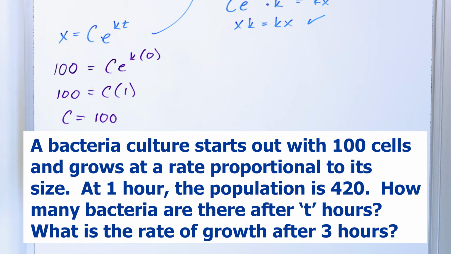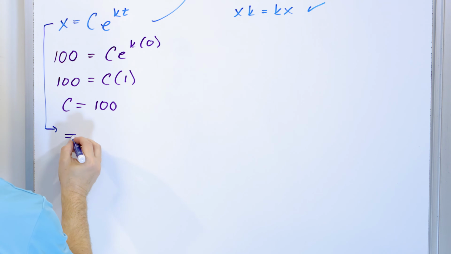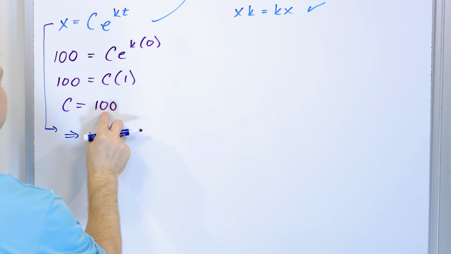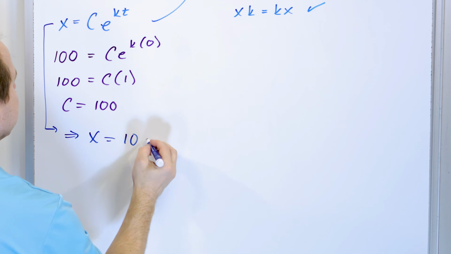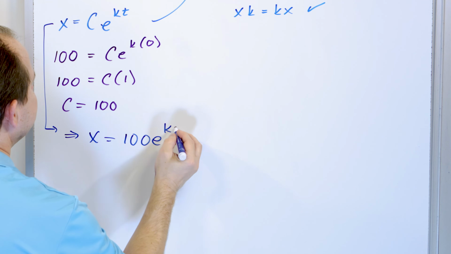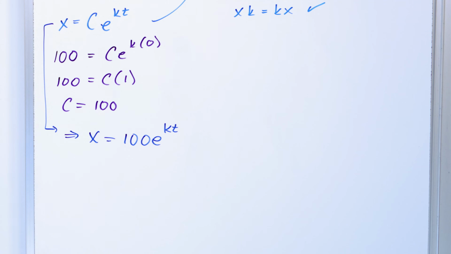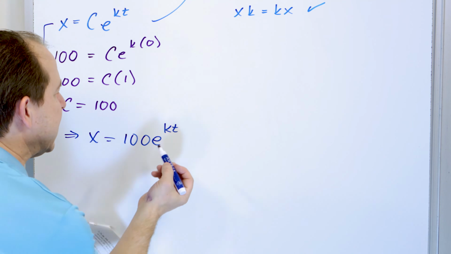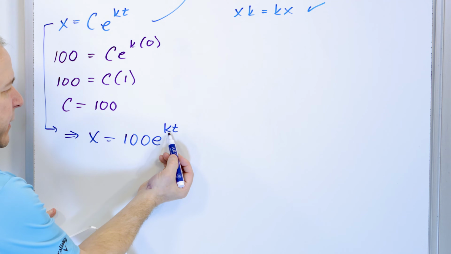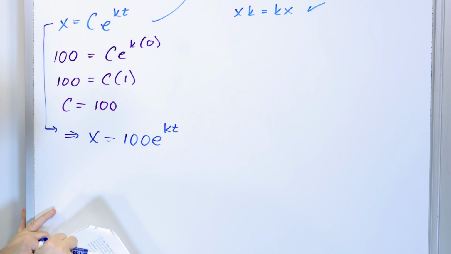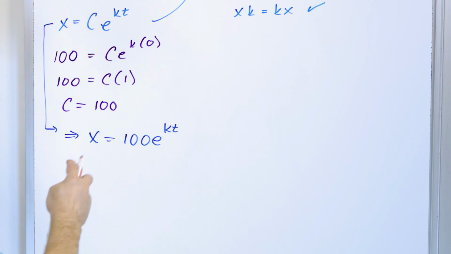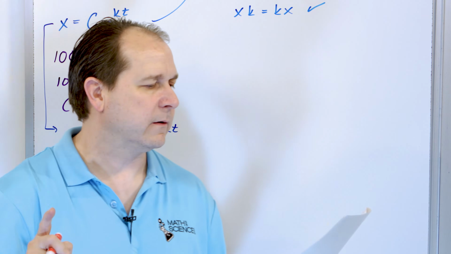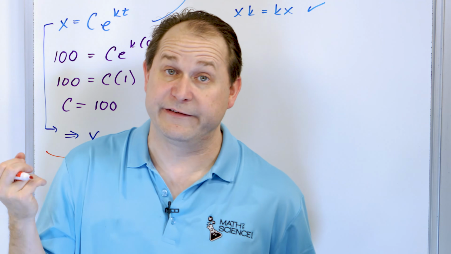And so that tells me that I can take this equation, which I know has to be the answer, and I can refine it. Since I know now this constant is 100, it's 100 e to the kt. This is a better refinement of this equation. It's not totally locked down because there's another constant up here, but it's at least more locked down than it was before. Okay? Now, next, we're also told that after 1 hour, the population increases to 420.